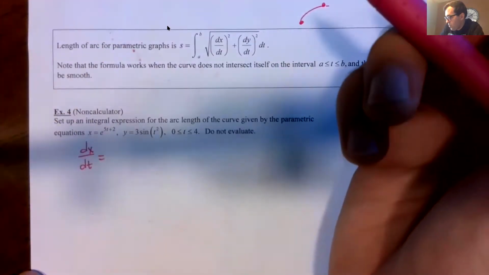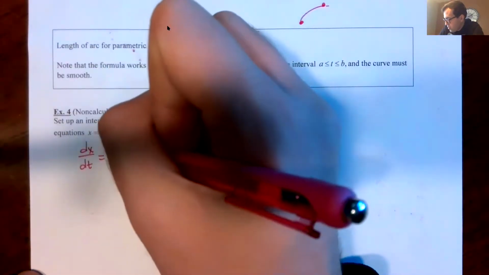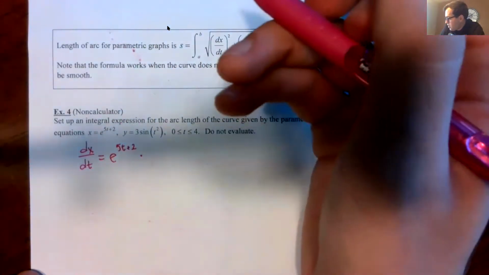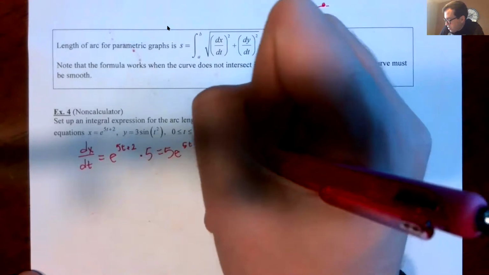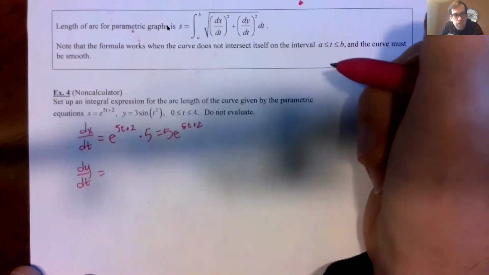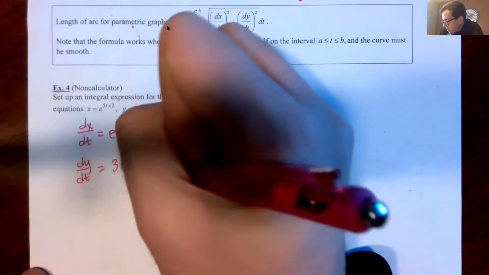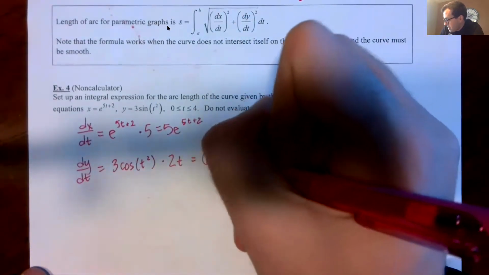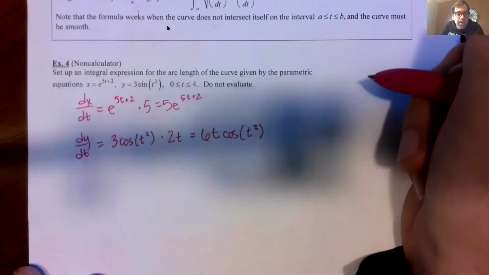Okay, so we need to find the derivative of e to the 5t plus 2, which hopefully you can see is going to be e to the 5t plus 2 times the derivative of the exponent, which is just 5. So we could write that as 5e to the 5t plus 2. And if we find dy/dt, what's going to happen here? The derivative of sine is cosine, so it's going to be 3 cosine of t squared times the derivative of the inside, which is 2t. So I'm going to rewrite that as 6t cosine of t squared. Okay? And that's all we need.